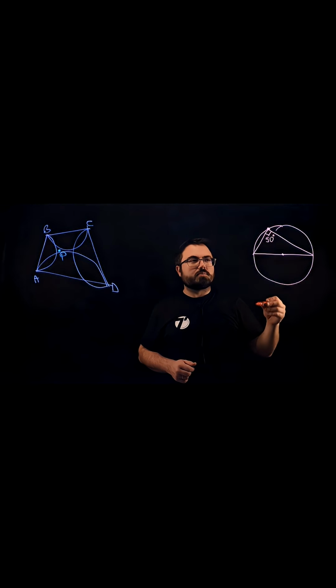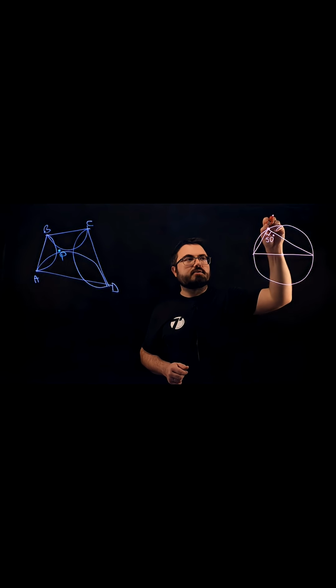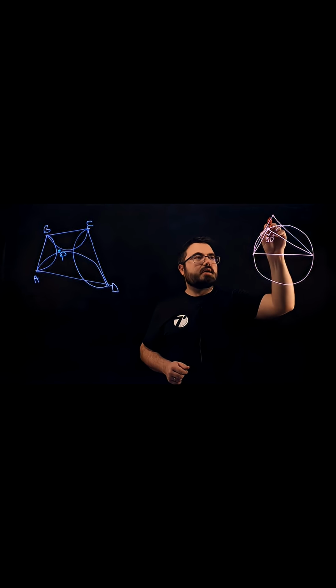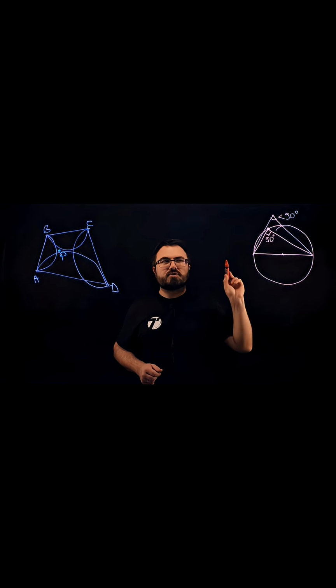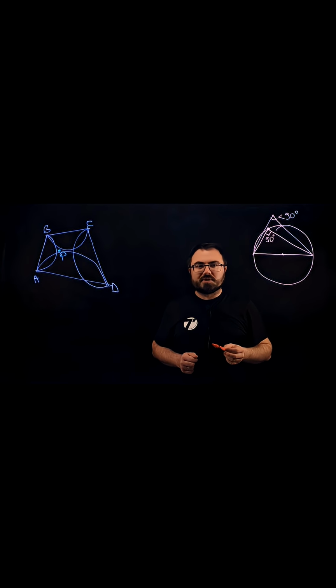Also, another interesting property is if you choose a point outside of the circle, like this, it's guaranteed to have this angle here smaller than 90 degrees. Now, this is an interesting property that we want to use in our proof.